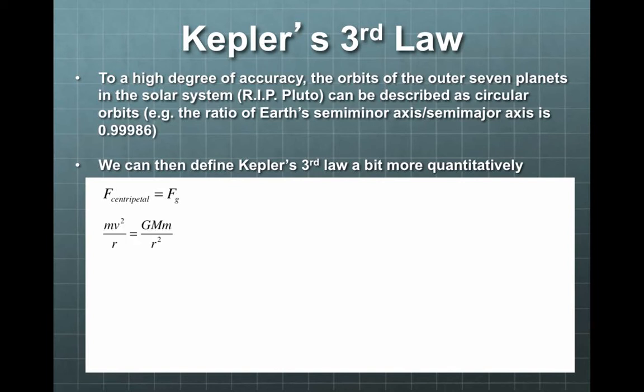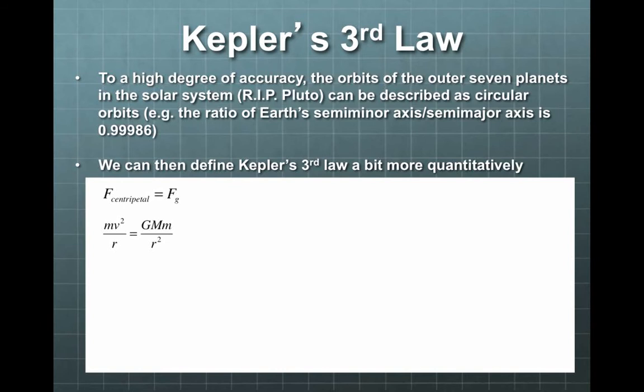So the capital M is the central body, and the little m is the mass of the satellite. So centripetal force is mv squared over r, where the m in the mv squared over r equation is equal to the mass of the satellite.